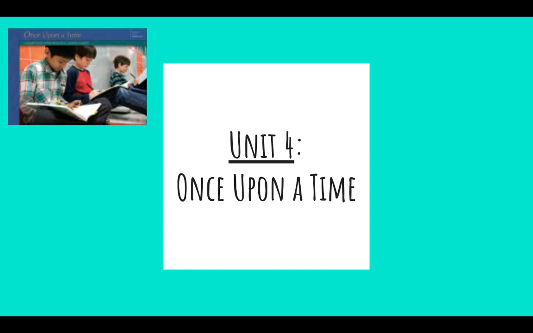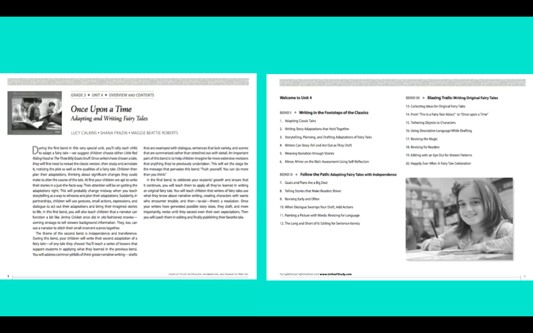Turn to pages 8 and 9. The last unit provided in the kit is titled Once Upon a Time, where students will learn to write argument-based texts. You'll see a summary of this unit on page 8 and the bends and sessions associated with this unit on page 9.